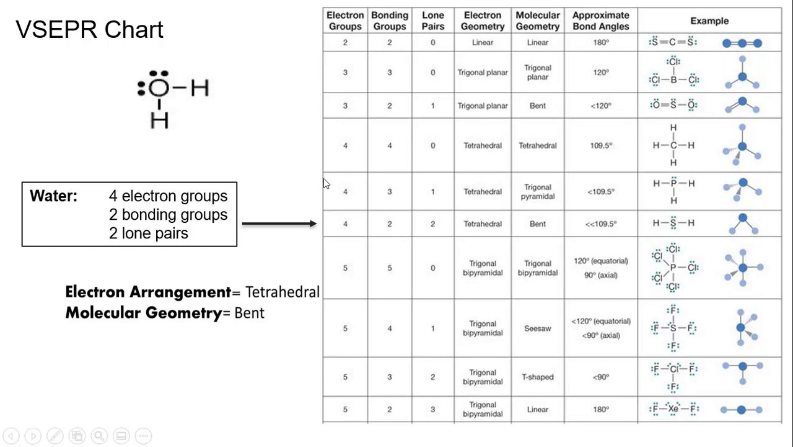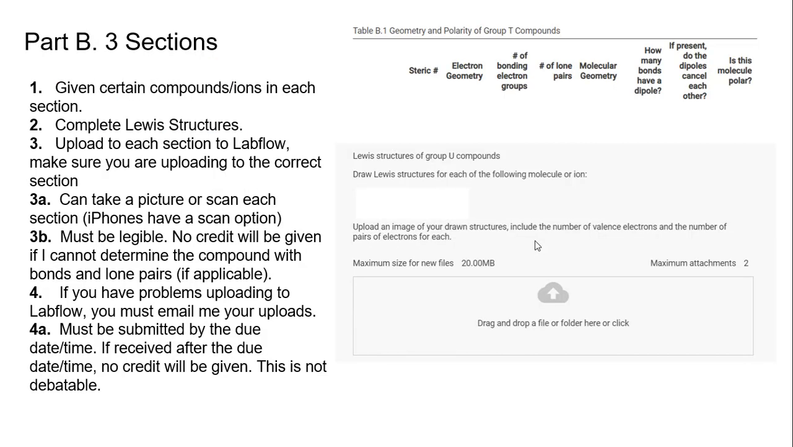So let's take a look at water since we already discussed it. Water has 4 electron groups. We have 1, 2, 3, 4. So I'm going to go down to 4. I have 3 options here. So I need to know how many lone pairs and how many bonding groups. I have 2 bonding groups and I have 2 lone pairs. That gives me a tetrahedral electron geometry, and it has a bent for molecular. This is exactly how you do it. So when you have to go and answer these parts, you know how to answer them.